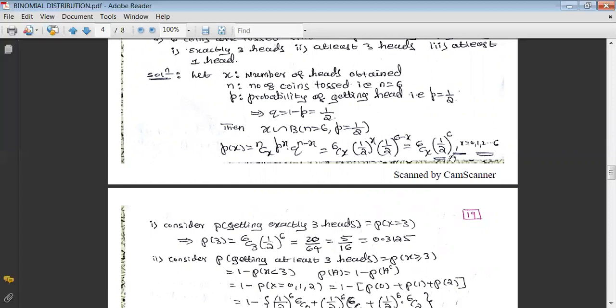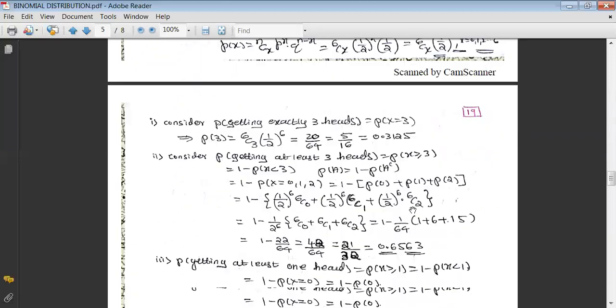That becomes 6c3 times 1 by 2 raised to 6. 1 upon 2 raised to 6 is 1 by 64, and 6c3 value is 20. That can be written as 5 by 16. That is nothing but 0.3125, the probability of getting exactly 3 heads.